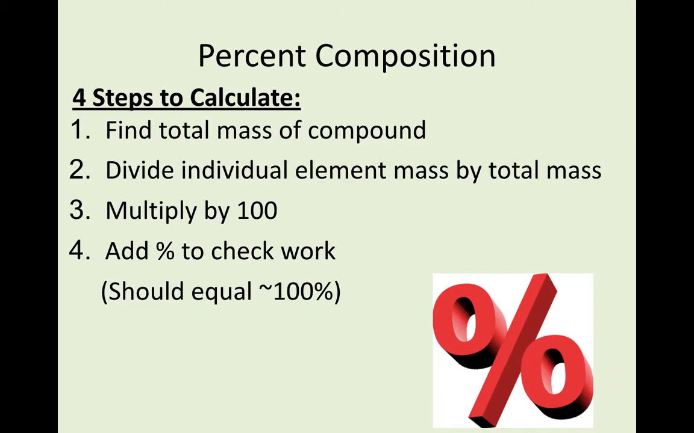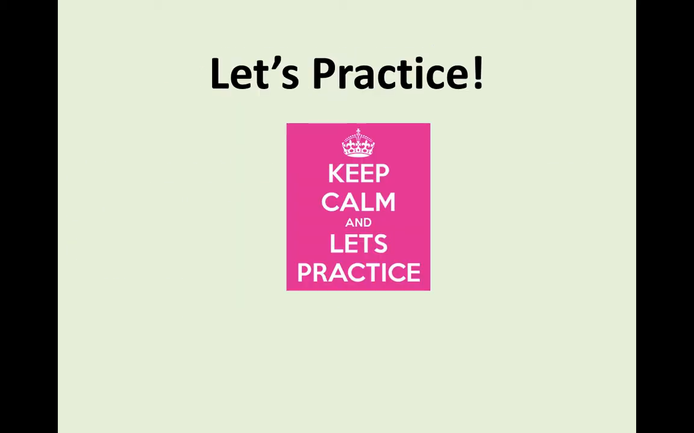The first is to find the total mass of the compound. So this is finding formula weight or molar mass of the compound. The second step is to divide individual element mass by the total mass. The third step is to multiply by 100. And the fourth step is to add the percents together to check your work. Hopefully the percents are about 100%. If they're a little over or a little under, that's okay. Let's do some problems and practice together.